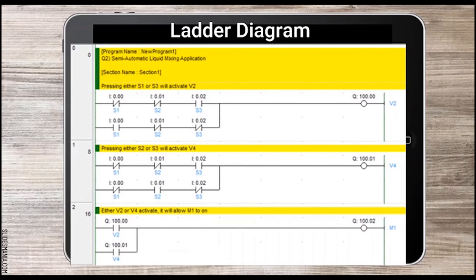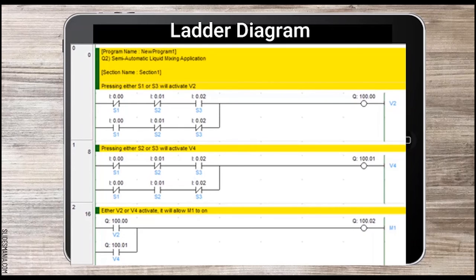I will explain a little bit about the ladder diagram of this application. At rung 0, it consists of normally closed switch 1, normally closed switch 2, normally open switch 3, normally open switch 1, normally closed switch 2, normally closed switch 3, and the output is valve 2. At rung 1, it consists of normally closed switch 1, normally closed switch 2, normally open switch 3, normally closed switch 1, normally open switch 2, and normally closed switch 3, and the output is valve 4.